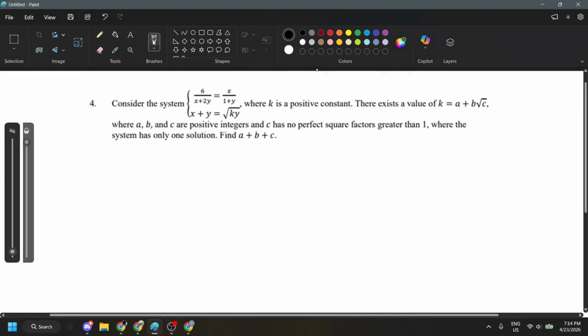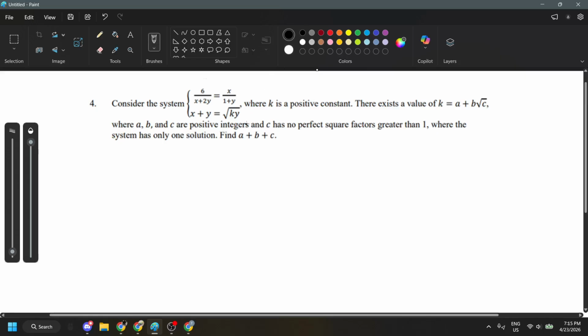Okay, let's solve this. Consider this system where k is a positive constant. There exists a value of k, a plus b root c, where a, b, c are positive integers, c has no perfect square factors greater than 1, where the system only has one solution. Find a plus b plus c. So we somehow have to figure out where this is only one solution.